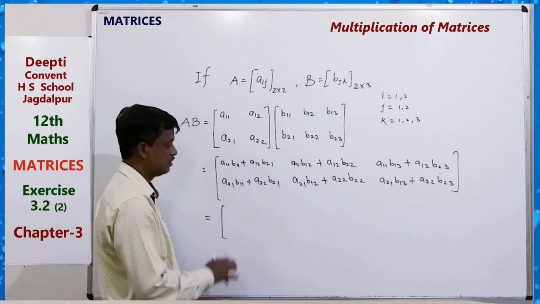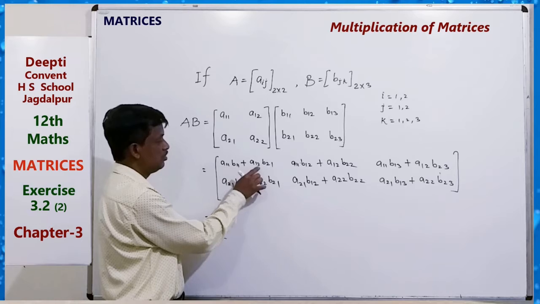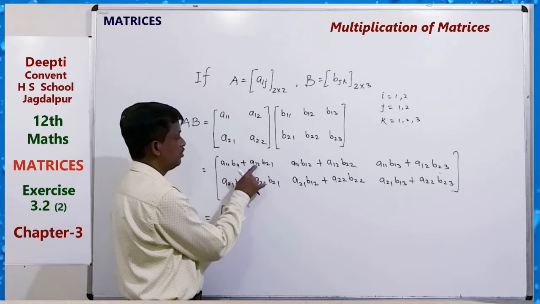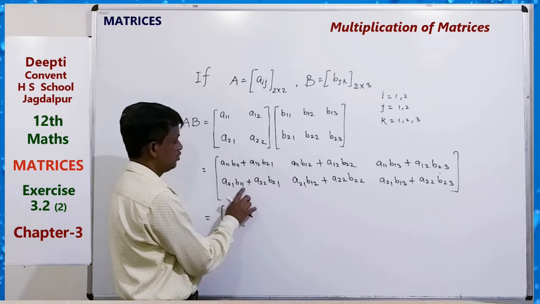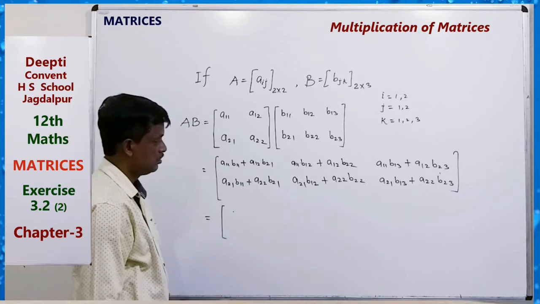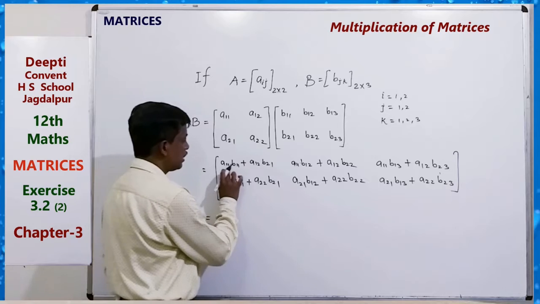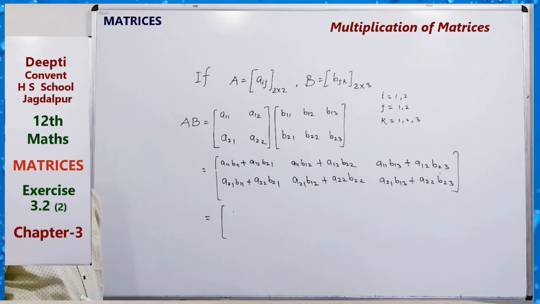Product. This is first position. So here 1 1 2 2, and this is 1 1 1 1 2 1 2 1. Okay, so this can be written as how?